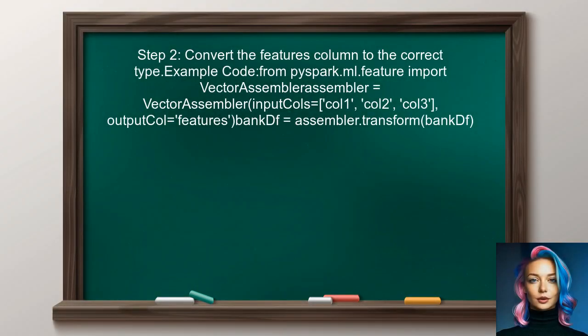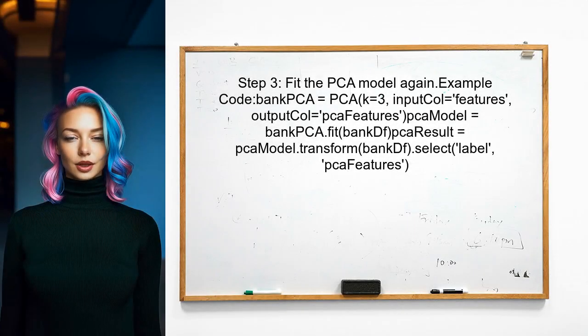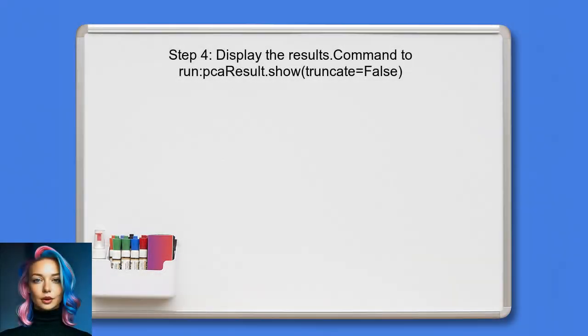If the features column is not of the correct type, the user will need to convert it. This can be achieved by using the VectorAssembler class from the pyspark.ml.feature module. After converting the features column, the user can proceed to fit the PCA model again. This time, it should work without errors. Finally, the user can display the results using the show method. This will allow them to see the transformed features.